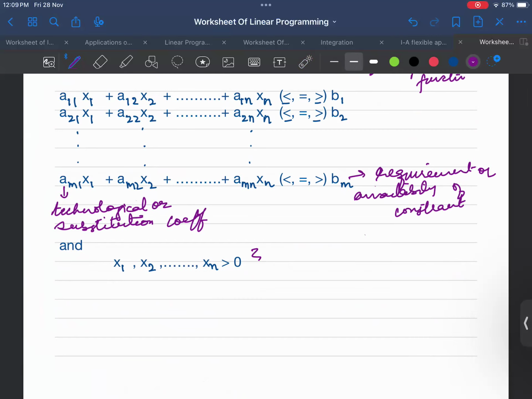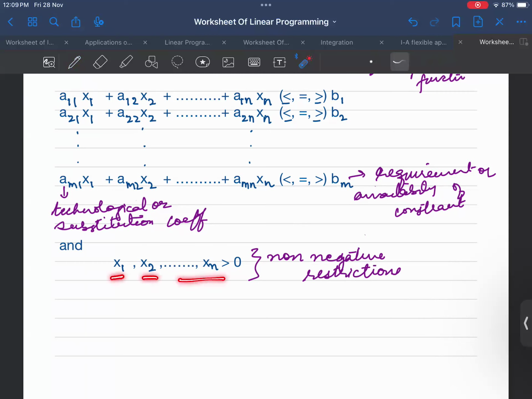In this case, this is known as non-negative restrictions. It is considered that whatever the value, these decision variables x1, x2 need to be more than or equal to 0. Right? We have to write equal to also. Needs to be more than and equal to 0.